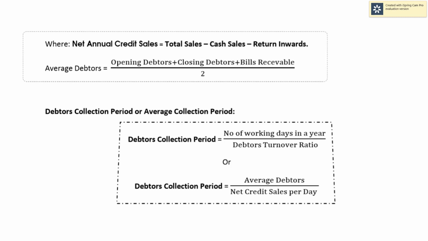It means, for example, I make a sale to somebody. Immediately after 5 to 10 minutes he realizes that the mobile is not switching on or there's some problem in that mobile phone, and he gives it back to me. When he gives that mobile back to me, I do not give him any money. So total sales minus cash sales minus returns inwards, that is nothing but sales returns. The average debtors calculation formula is opening debtors plus closing debtors plus bills receivable divided by 2.